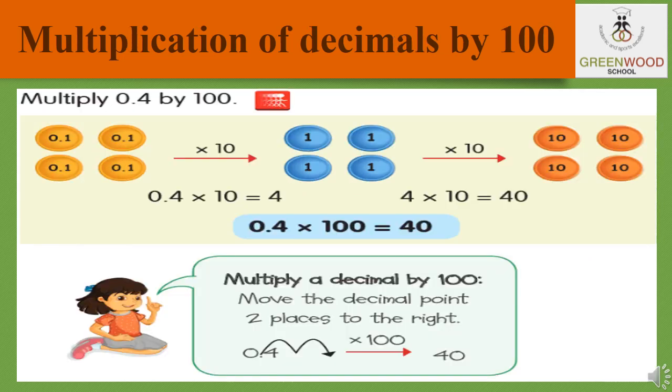Next is multiplication of decimals by 100. Multiply 0.4 by 100. Now 100 has 2 zeros. That means we'll shift the decimal point 2 places to the right. So 0.4 into 100 is equal to 40.